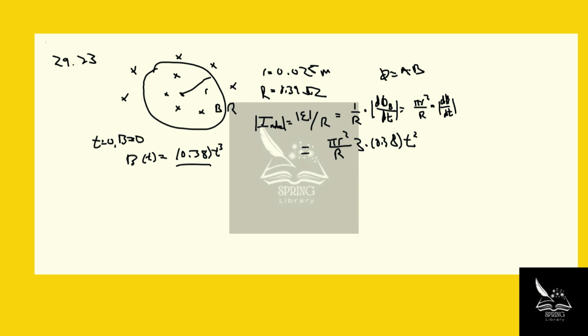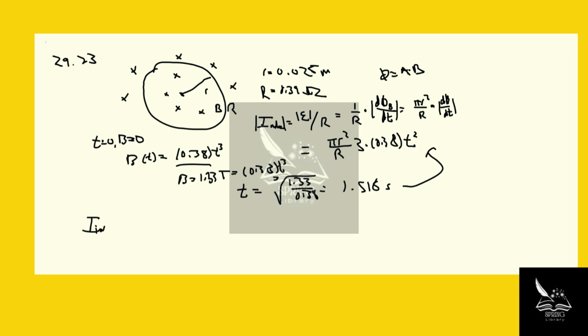Cool. So it also says we need to know at the instant when B equals 1.33 teslas. So we got to figure out what time that is. The way we do that is taking the cube root of 1.33 over 0.38, and that gives us 1.518. Cool, so that's the time we want to evaluate our current equation at.